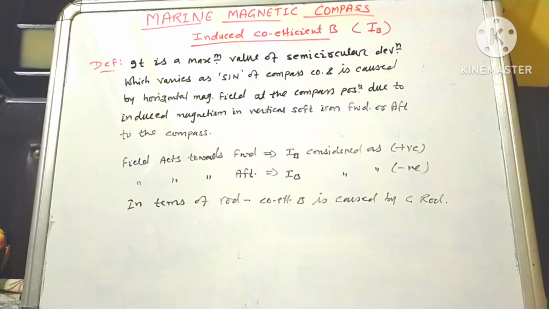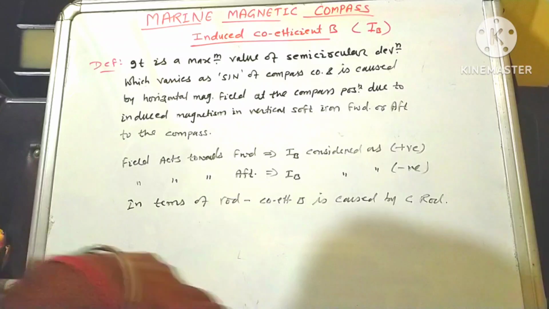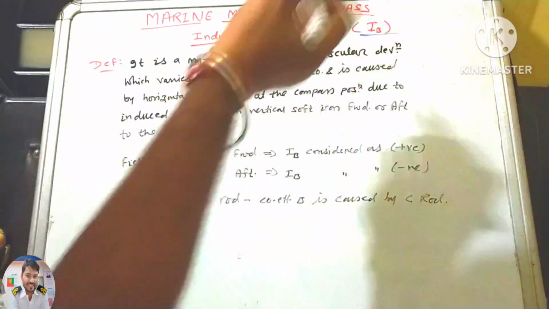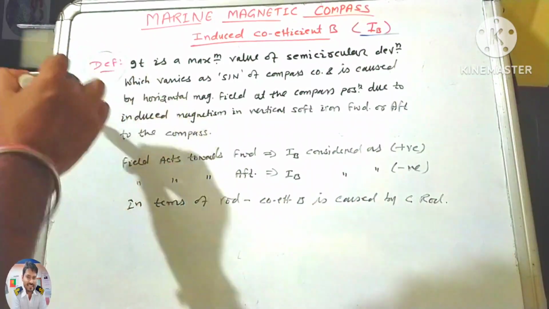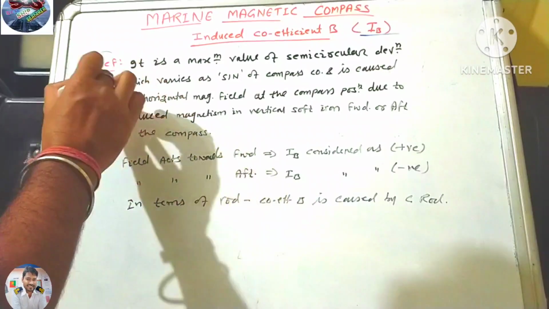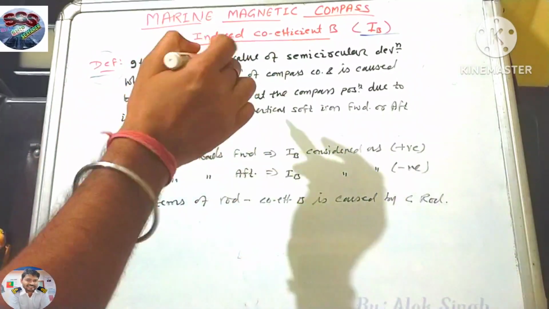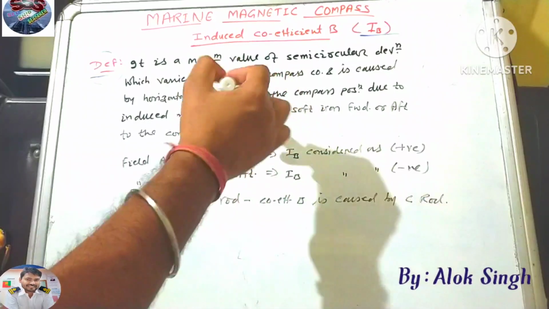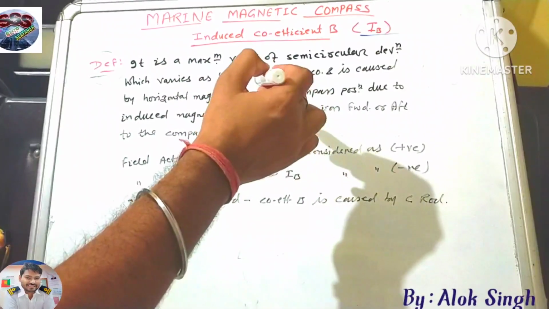So here I am with the next part, in which we will discuss induced coefficient B, that is denoted by IB. So this is the topic. For the definition purpose, for your exam purpose, you can write the definition, and here also I will try to explain how it forms and how it affects.